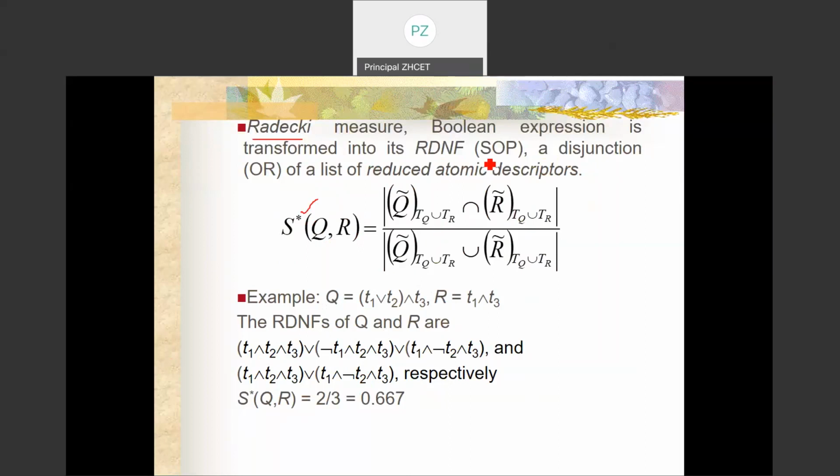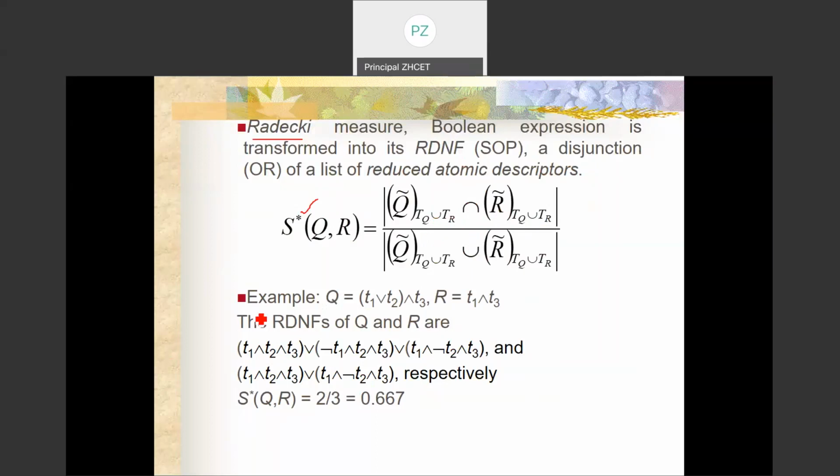if you remember, we'll have to recall what we studied in the digital logic theory course. What are the minterms that are common, divided by the union of minterms? That is what it means. The intersection of TQ and TR, divided by the union of TQ and TR. And this is the union.